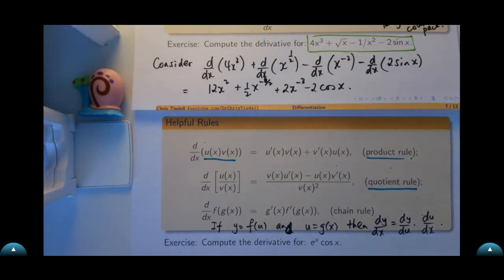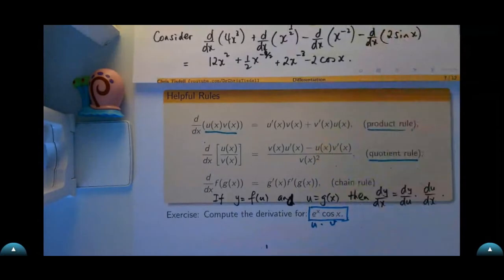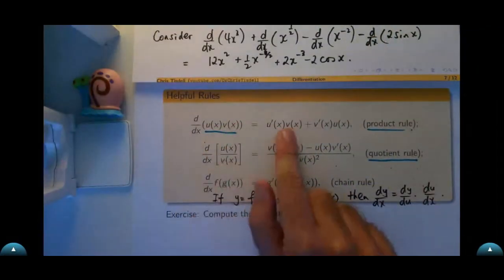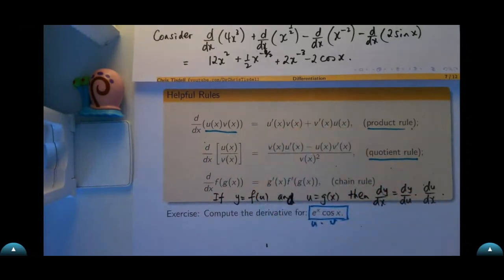Okay, so let's compute the derivative for this product. It's a product, right? So I could let u be e to the x and v be cosine x. All right, so let's look at our product rule. We need four things: u, v, u dash, and v dash.